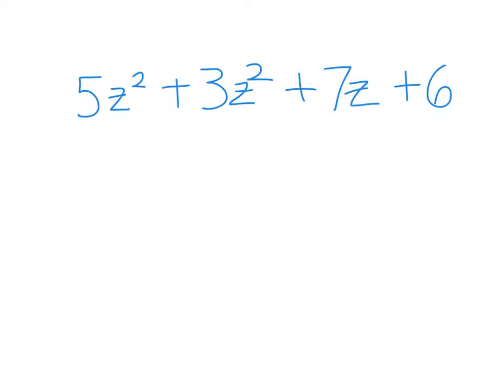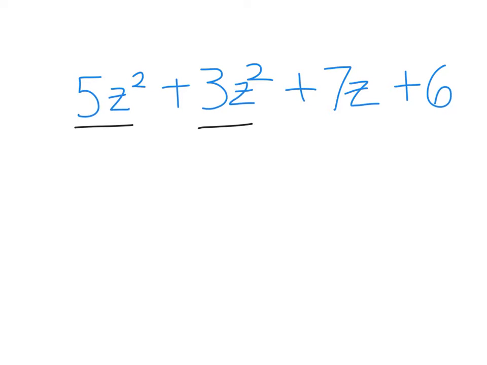So in this problem we're going to look and see what we can combine. This is 5z squared plus 3z squared plus 7z plus 6. So we're going to look for like terms again. In this case here, 5z squared and 3z squared are the only like terms. They're the only ones that have a coefficient associated with a variable that's the same. The variable here in this case is z squared. You might want to think about adding that 7z in, but that's not the same as a z squared.